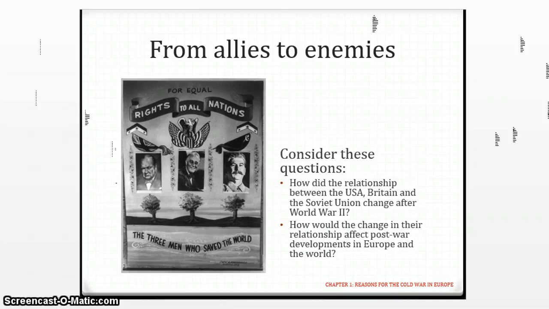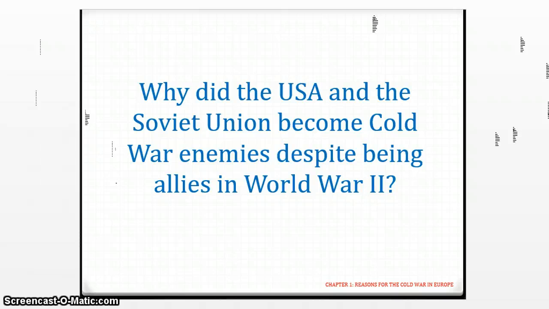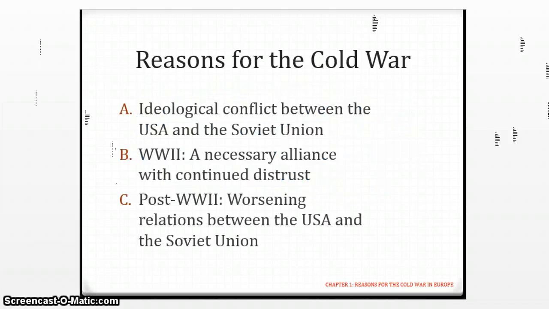How did the relationship between USA, Britain, and Soviet Union change after World War II, and how would this change actually affect them subsequently? So basically, we're going to be looking at reasons for the Cold War. The question to think about here: why did the USA and Soviet Union become Cold War enemies despite being allies in World War Two? And these are some of the reasons that we will be looking at.